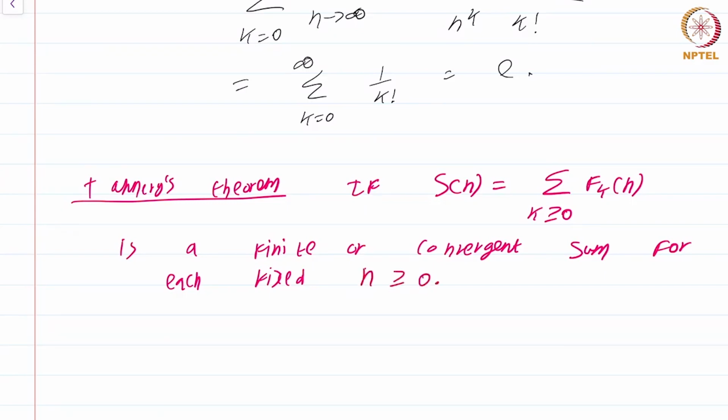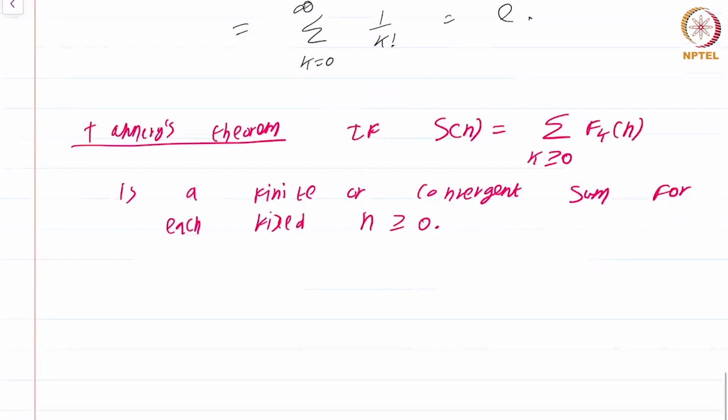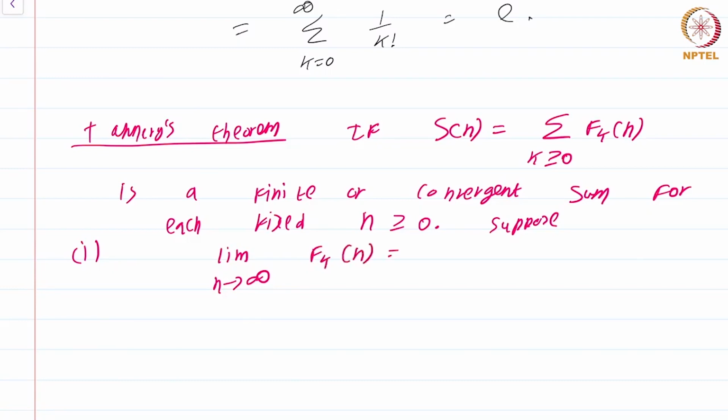So what we have is, for each n, I'm given a series expression. This is either a finite or a convergent sum. I don't really care which it is. So for each n, I am given a sum that runs over k. It really doesn't matter. Suppose number 1, the limit as n going to infinity of f_k of n is equal to f_k. Just f_k.